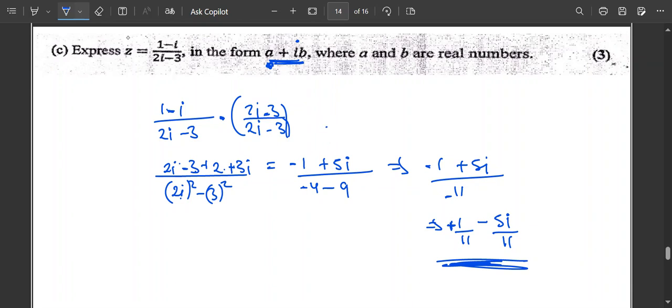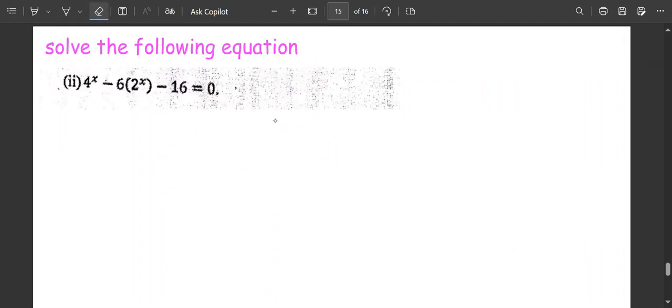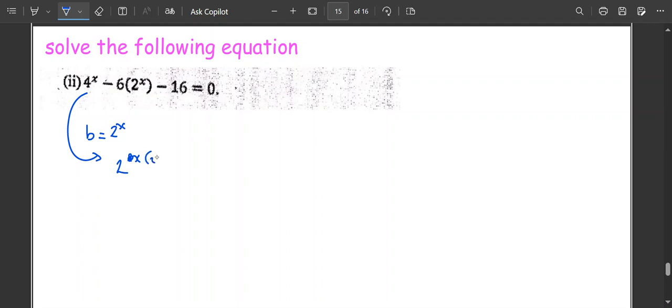I've just done it in a fast way, so you don't have to struggle when you see such simple questions. So for this one, I can say let b, or any other variable, be equal to 2 to the power x. So this one I can write as 2 to the power 2x, then minus 6 open bracket 2 to the power x, minus 16, which we can write as 2 to the power x squared minus 6.